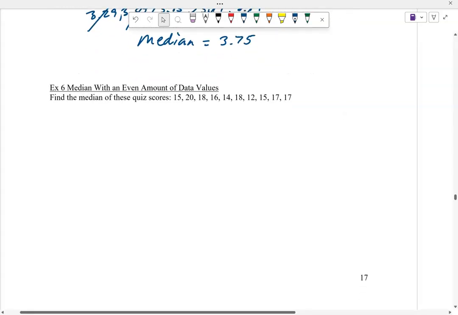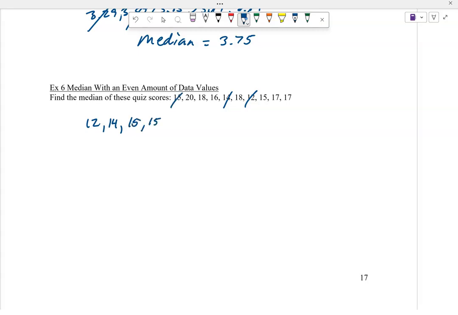All right, let's go ahead and order this one. So we got 12, and I got 14. Let's see, 12, 14, 15, 15, 15, 15, I got a 16. I got a 17, another 17, and I got an 18. So notice I have eight of these data values. Oh shoot, there's another 18, and a 20. Just kidding. 1, 2, 3, 4, 5, 6, 7, 8, 9, 10. I got 10 of these.